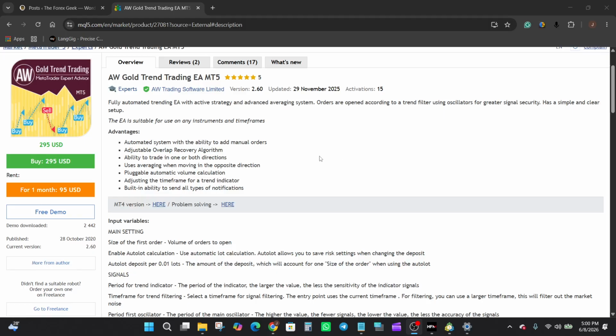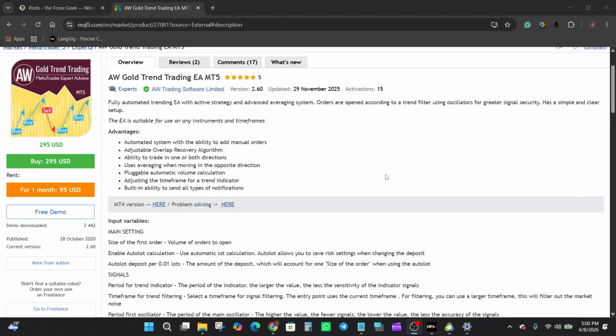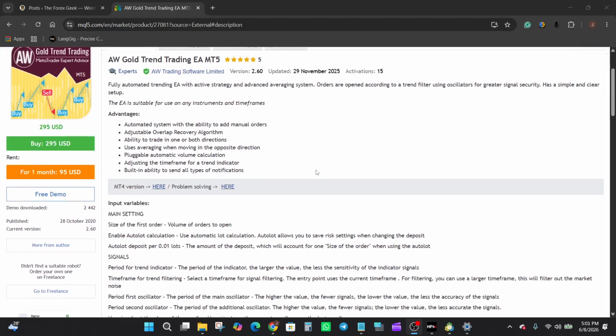So right here, I am looking at the MQL5 Marketplace page for the AW Gold Trend Trading EA, and I can see that this is an MT4 and MT5 expert advisor developed by AW Trading Software Limited. It's currently priced at around 295 US dollars with a monthly rental option as well available at 95 US dollars. So I'm just taking a moment to see how it is positioned on the marketplace.